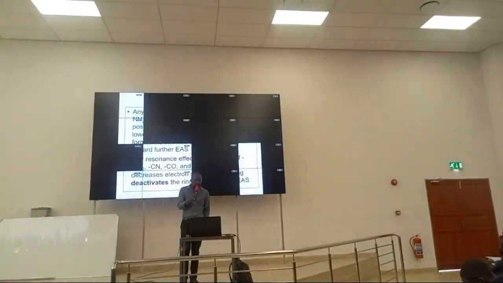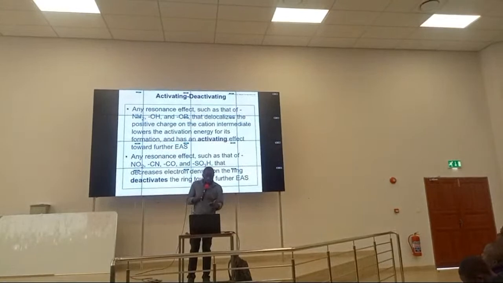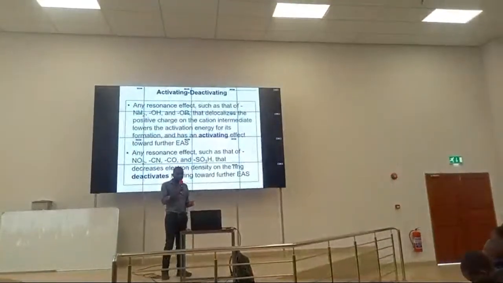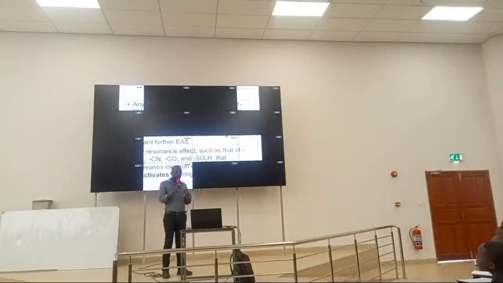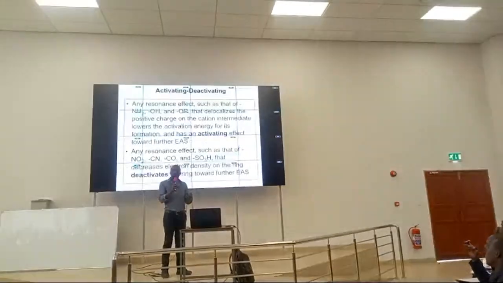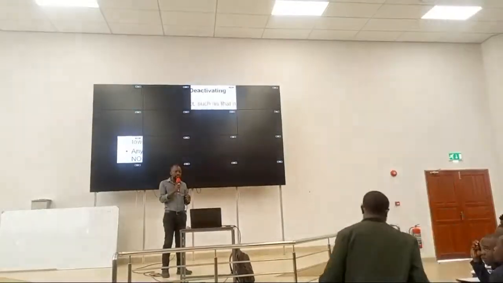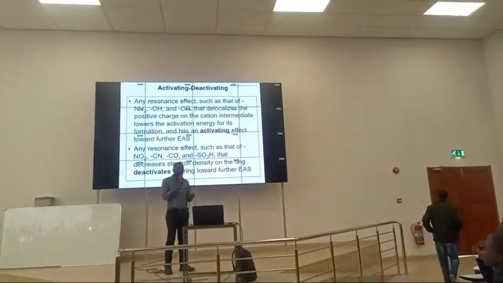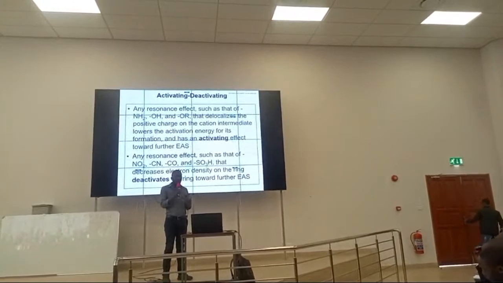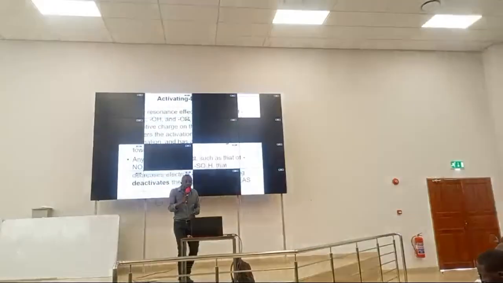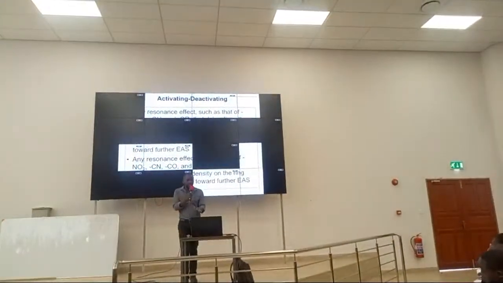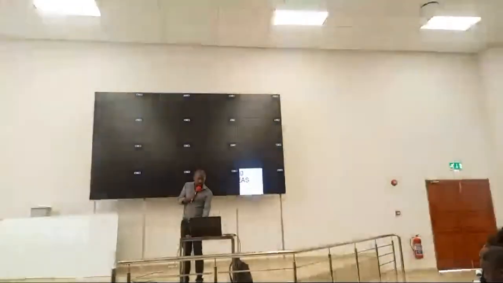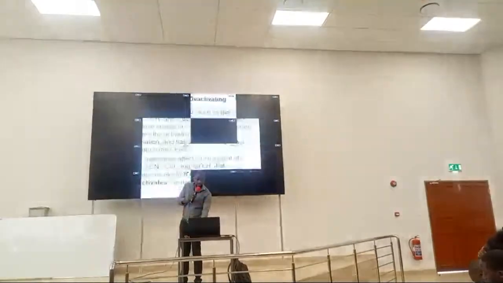this negative charge. So we have NH2, and then OH, and then O attached to an alkyl group. Okay, so these are potential for resonance effect. And therefore, they are able to delocalize the positive charge on the cation intermediate, but also they are able to contribute negative charge into the ring system. And that lowers the activation energy for electrophilic attack. Okay? And that tends to lead to the formation of the product much faster.